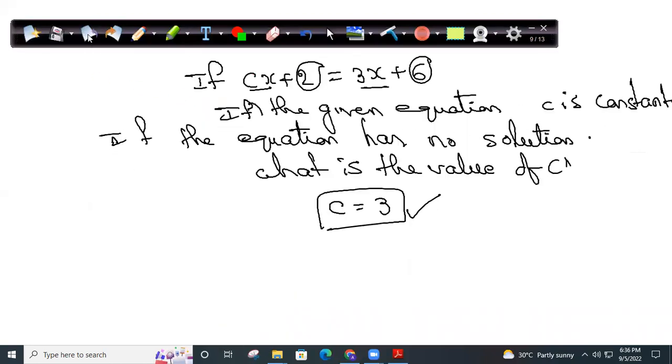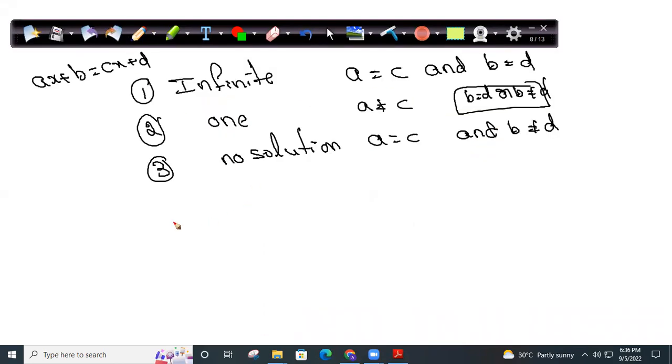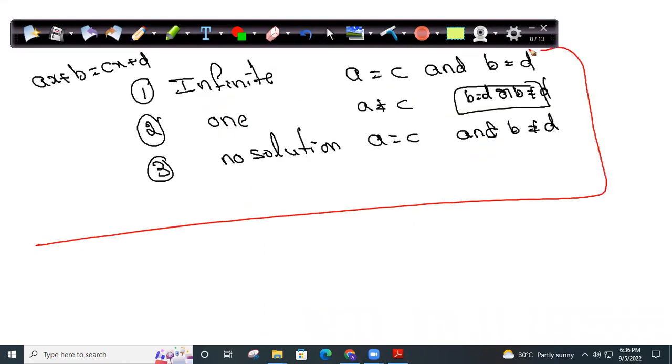So the moral behind solving these questions is just this page. If you are clear with this, you can solve any question that comes based on it, and I'm assuring you, one question is in your pocket. Out of 58 questions, definitely one question would come based on infinite solutions, one solution, or no solution for the given equation. If I go on solving, I can even give 100 questions, 50 questions, but the concept behind this is only this.